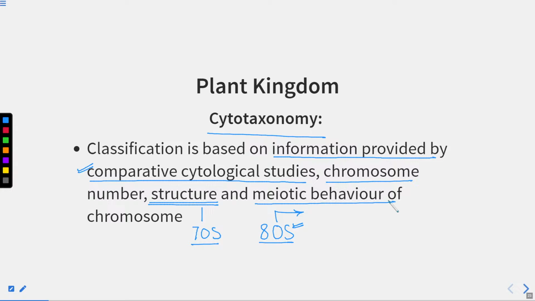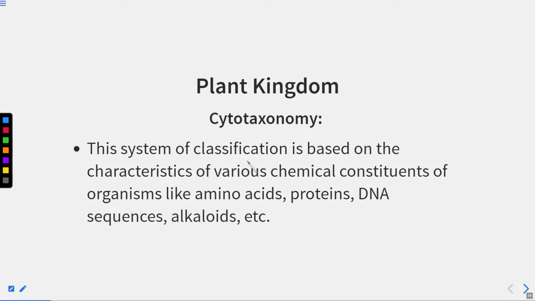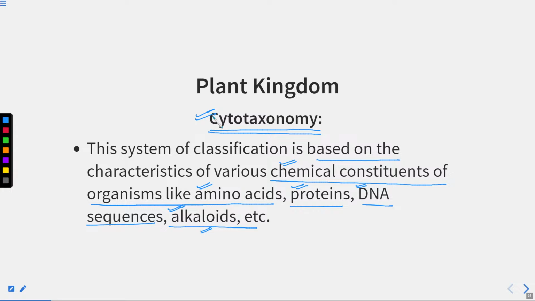We also consider the meiotic behavior of the chromosome, how meiotic division takes place. This system of classification is based on the characteristics of the various chemical constituents of the organism, like amino acids, proteins, DNA sequences, and alkaloids also. So what are the chemical constituents of the organism? We will deal with amino acids, specific proteins, and DNA sequences. Every species has different DNA sequences. We will also deal with alkaloids, which are very specific to the species. So how are we going to consider this? We will consider it when we study the cellular structure, right?